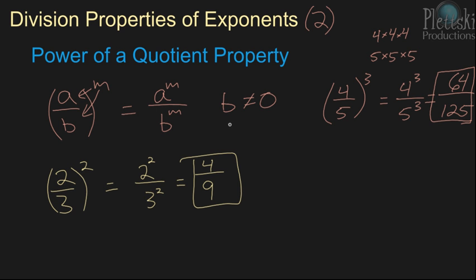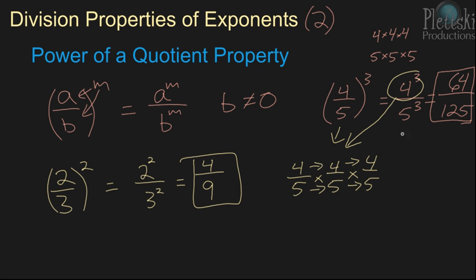Now, if you want to know why this works, well, let's take that first example. 4/5 cubed. Well, 4/5 cubed, that's like saying 4/5 times 4/5 times 4/5. And when you have fractions and they're multiplied, you just multiply straight across the numerators and the denominators. So you'll see that the numerator is going to be 4 times 4 times 4, which is 4 cubed, right?